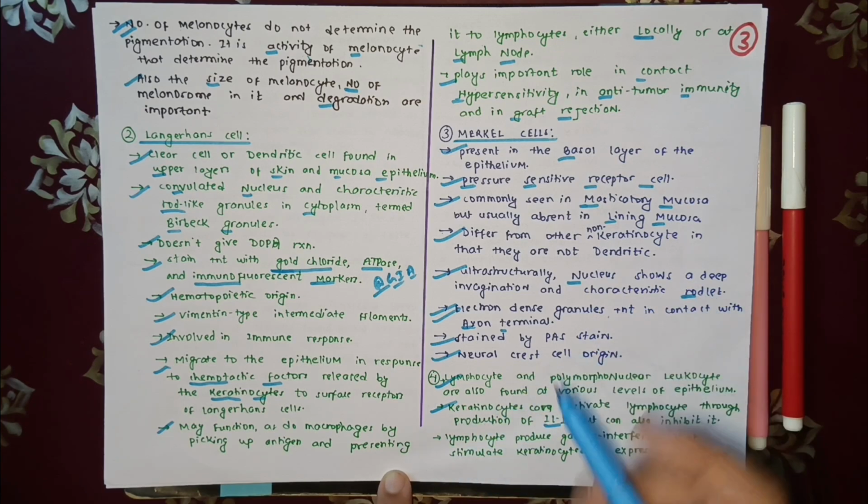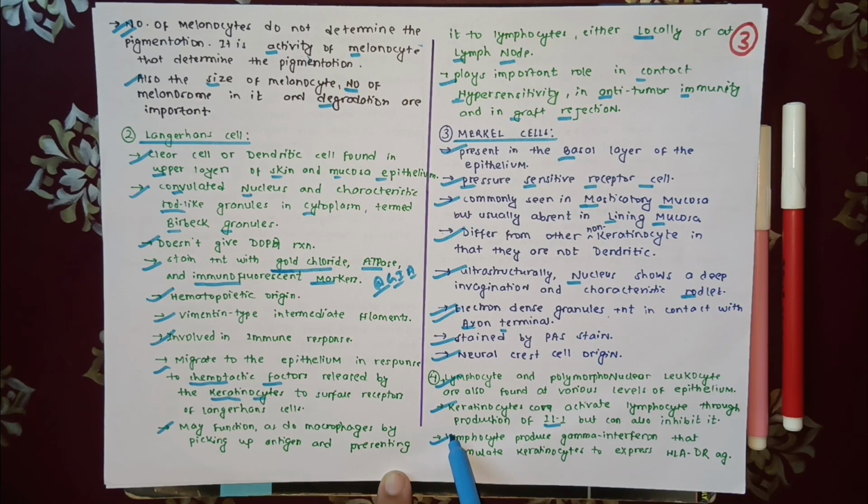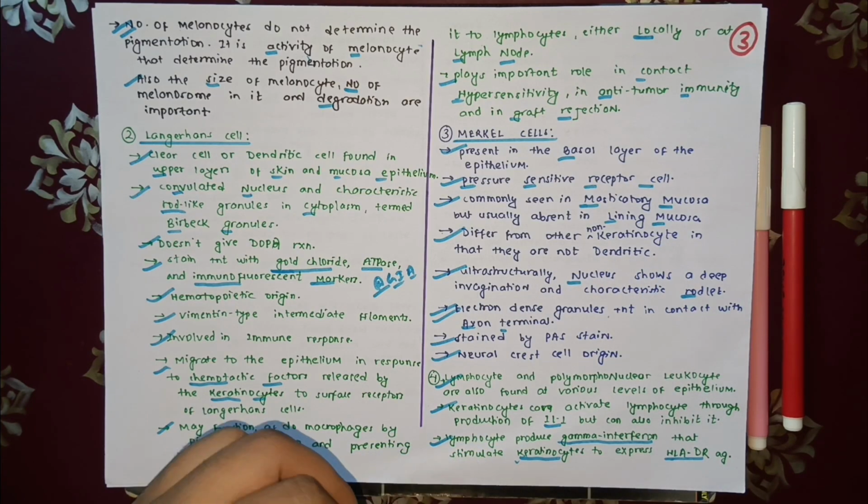I think it is easy to understand. After that, lymphocytes produce gamma interferon that stimulates the keratinocyte to express the HLA-DR antigen. These chemicals may be important, so gamma interferon is not quite asked in the exam, but you can just learn it once. Gamma interferon is released from the lymphocyte and stimulates the keratinocytes to express the HLA-DR antigen. So we have discussed the non-keratinocytes, and I think it is very easy to understand all of them.